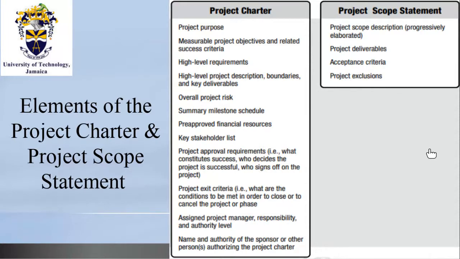So let me give you an example, because somebody sent me an email to ask me what is a project exclusion. So supposing, in your scope statement, supposing your project is about the repurposing of an existing building for something new. So you have a building that is being used as a storeroom.